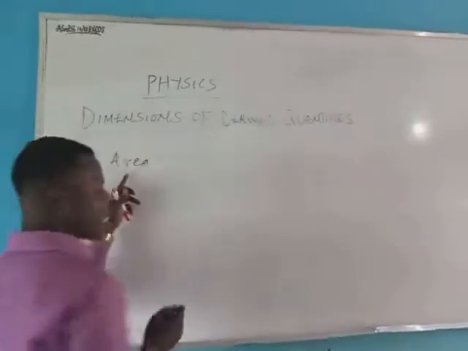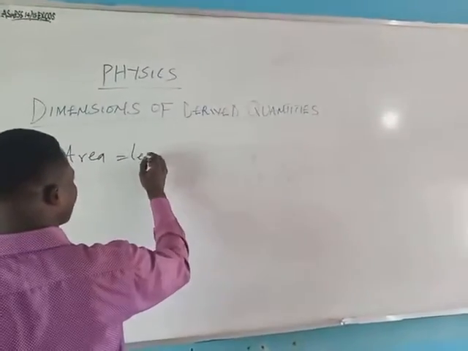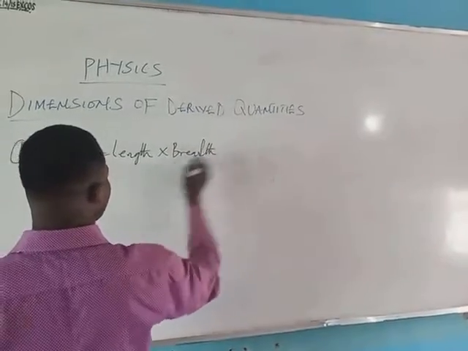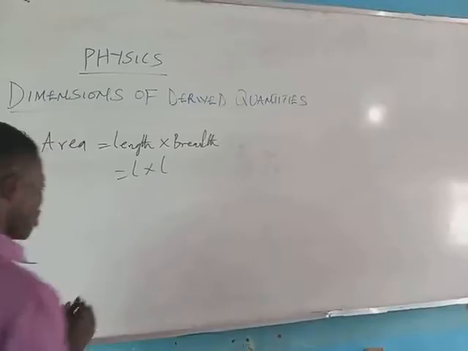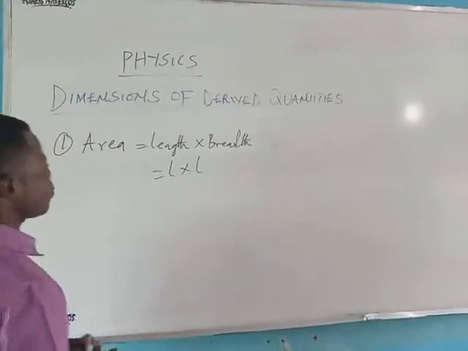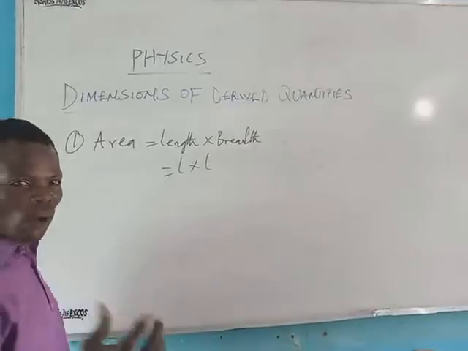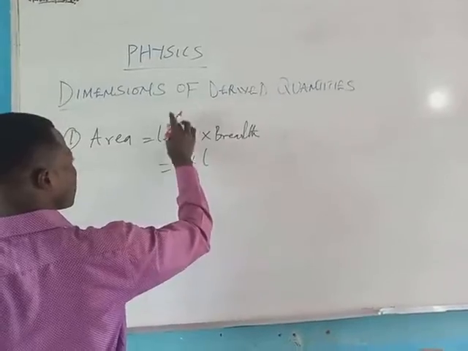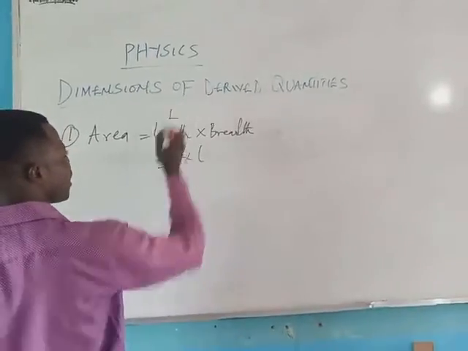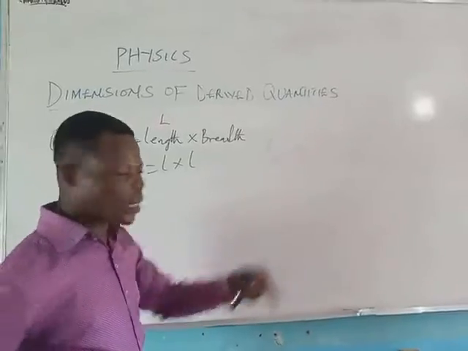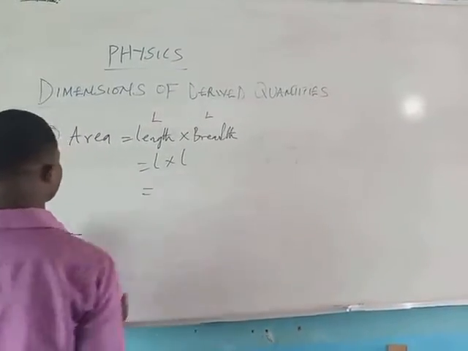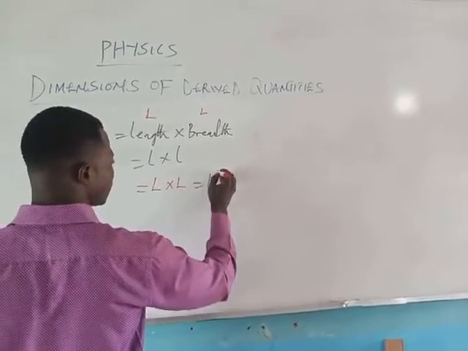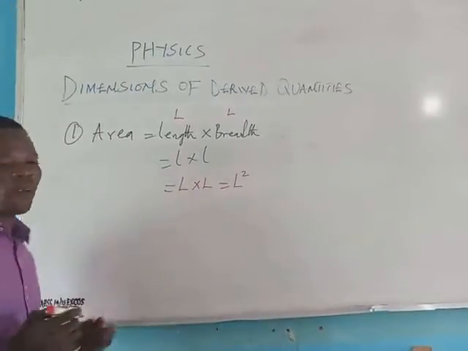So we know that area is equal to length times breadth, that is L times L. So we want to transform this to dimensional. So the dimension of length, as we discussed in our last class, we said the length has the unit of L, which is the dimension of L, and our breadth is also talking about distance, which is also L. So we can now say the dimension of area is L times L, and this will be L squared. So L squared is the dimension of area.